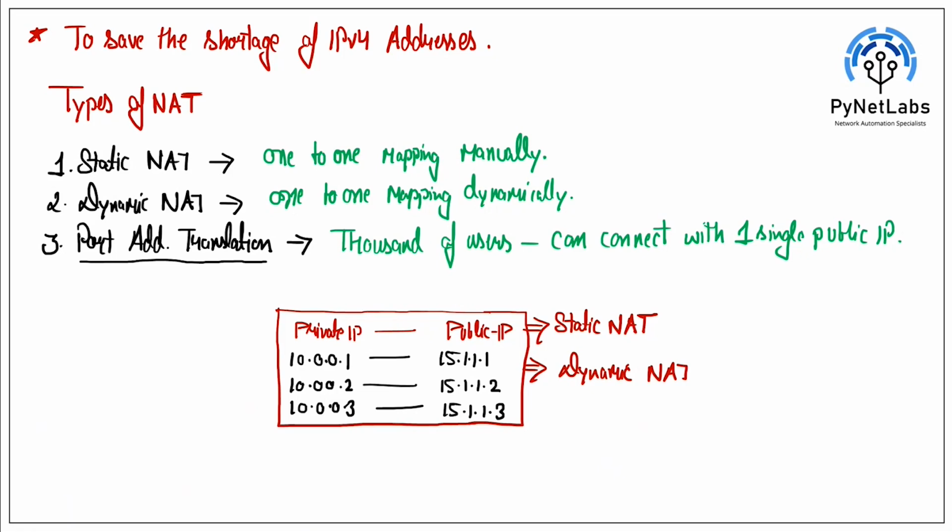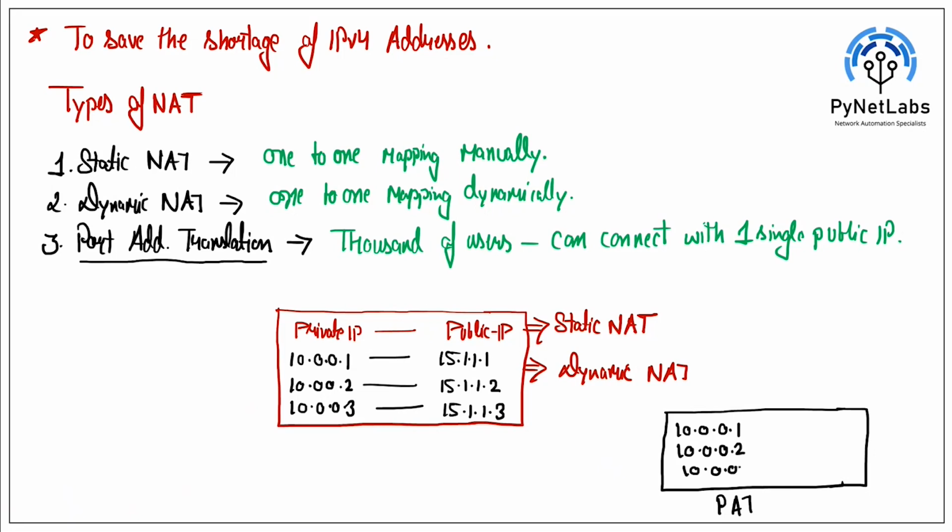So in spite of that, we have introduced the concept of port address translation. This is PAT, port address translation. For example, if you have 10.0.0.1, 10.0.0.2, 10.0.0.3, these are the private IPs which you are using. All the IPs can communicate with one public IP, 15.1.1.1.